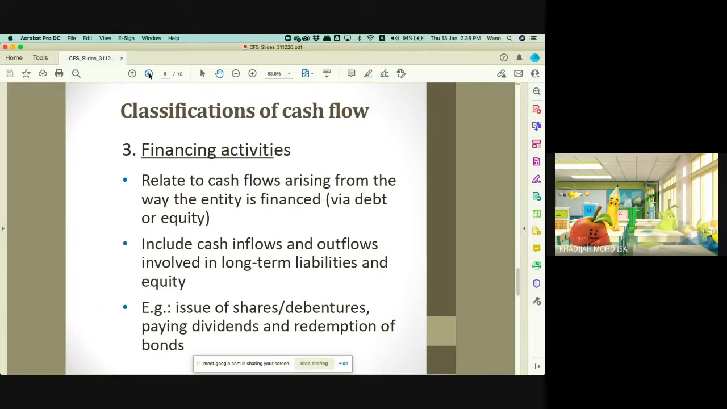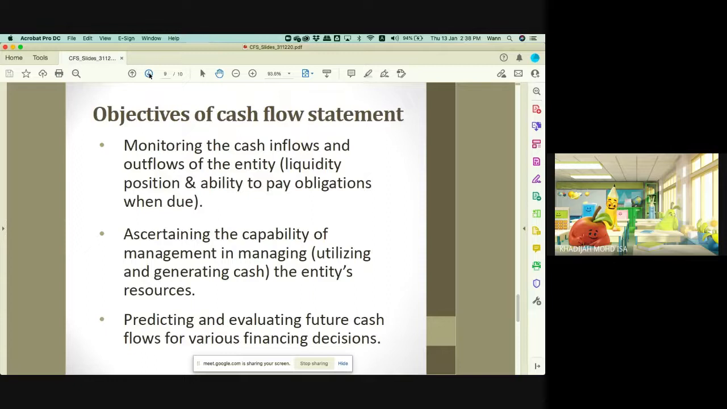Right. So what is the objective of the cash flow statement? It is to monitor the cash inflows and outflows of the entity, because cash represents the liquidity of the company. So you're talking about liquidity, how much cash the company has, and what is the ability of the company to pay its short-term obligations, for example. It is also to determine the capability of management in managing, utilizing and generating cash, and predicting and evaluating future cash flow for various financing decisions.